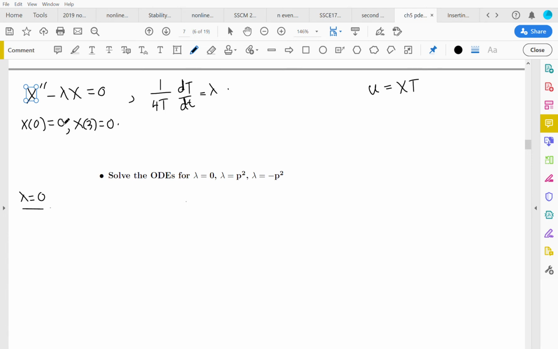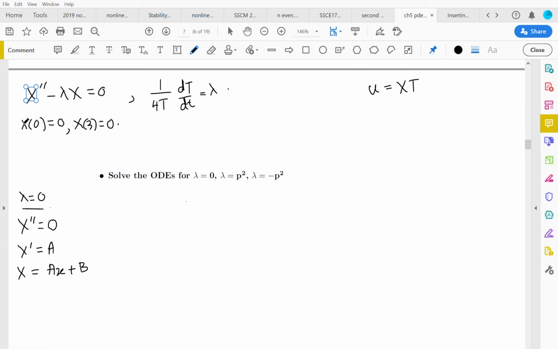Solution without any constant. So we will solve the equation for x first. For the x equation, when lambda equals 0, it becomes x double prime equals 0. So here we can integrate twice. From here, integrate once. Integrating 0 becomes a constant. We would like to have x, so integrate once more. Integrating a with respect to x becomes ax plus a constant. So ax plus b, c, or any constant you can use.